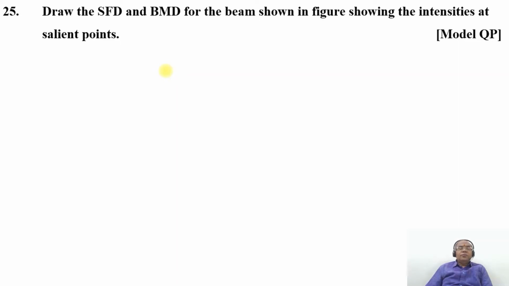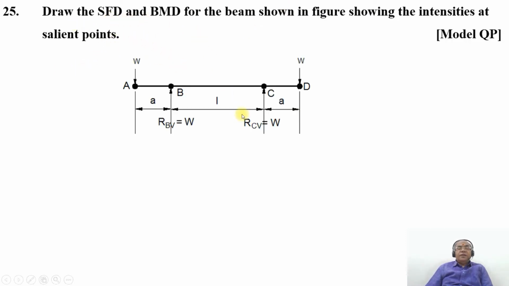Now, in this video, we're going to take up one more problem, problem number 25. It reads: draw the SFD and BMD for the beam shown in the figure, which is the overhanging beam, showing the intensities at the salient points. So we have at the point A, which is at the free end, a load W acting downward, and similarly at the point D, which is the end of the beam, a load W acting downwards.